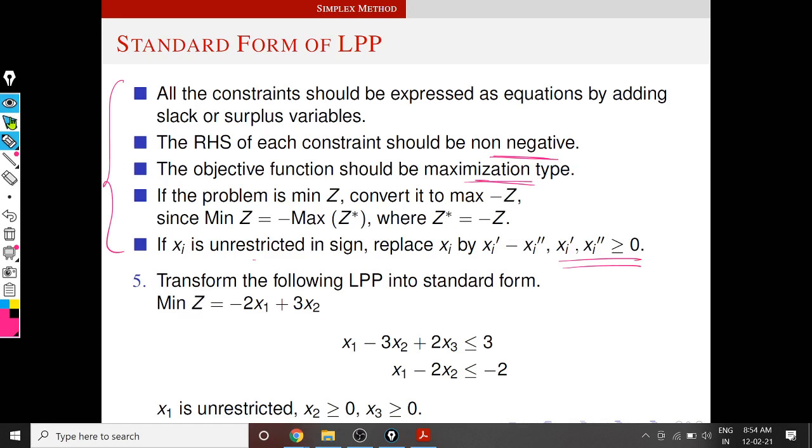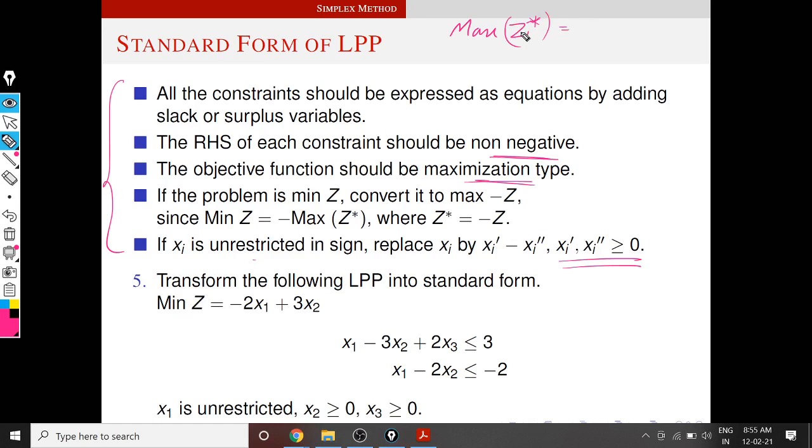That's all. Okay, so we have to see an example. Transform the following LPP into standard form. Minimum of z is equal to minus 2x1 plus 3x2 subject to these two constraints. And here x1 is unrestricted and these two variables are restricted. They are non-negative variables. So it involves all the procedures in this algorithm. So how to find the standard form of the LPP? First of all, we have to convert this minimization to maximization. So what is the corresponding maximization problem?